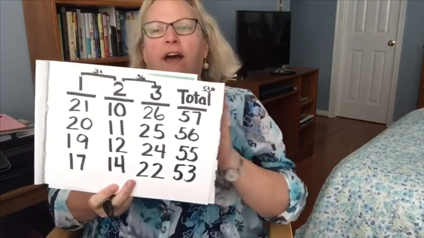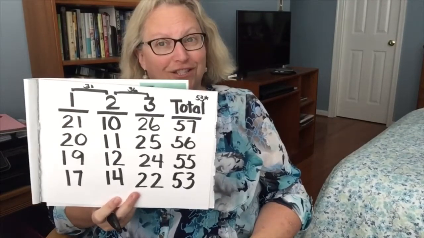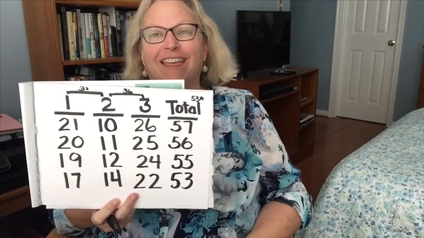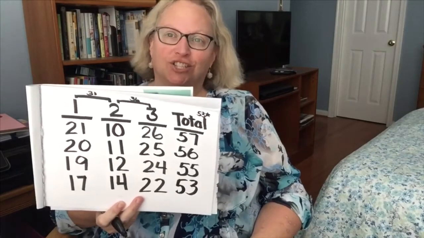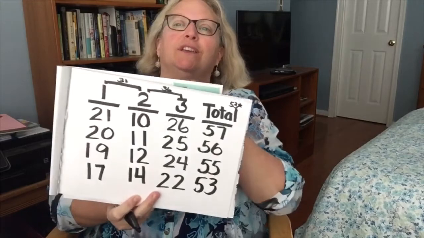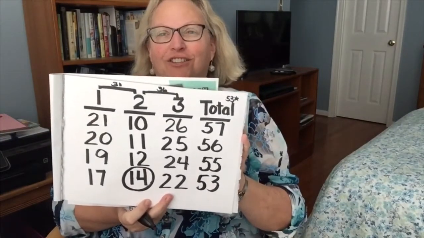So we have found the right combination, but we still haven't answered the question. We have to make sure we do that. And the question says, how many glasses are on shelf 2? So in this case, I would mark this as my final answer. There would be 14 glasses on shelf 2.